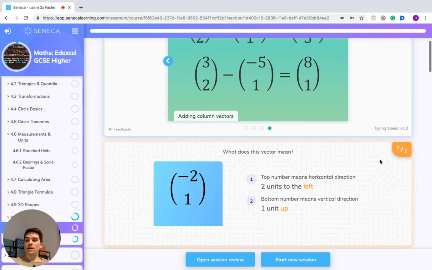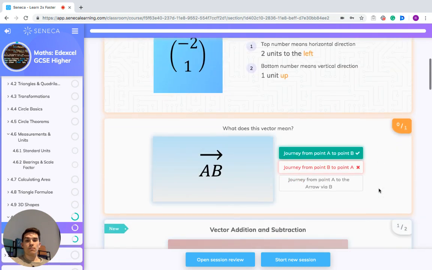Now to recap some of that with some questions, if we've got the vector -2 on the top and 1 on the bottom, all in those nice curly brackets, then we know that means the vector is moving 2 units to the left. It's to the left because it's a -2, and then it's also moving 1 unit up. The bottom number is a positive number, it's positive 1, so you're moving 1 unit up.